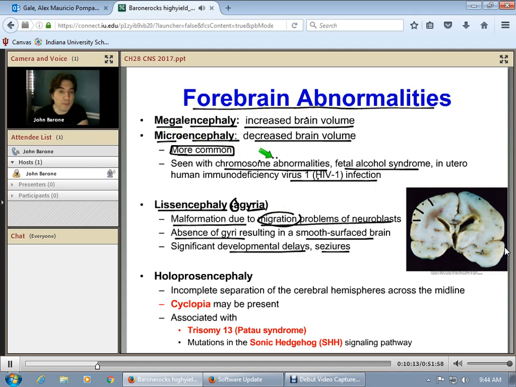So I don't want a small brain. That's usually due to pathology. I don't want a smooth brain. I want a brain that's big with lots of gyri. That's what I want. More gyri, supposedly the smarter you are.